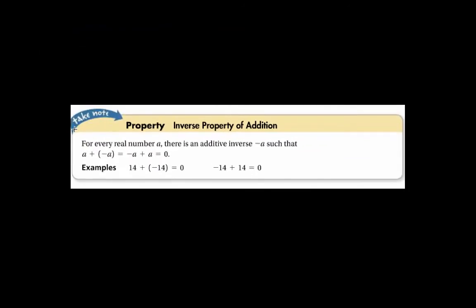We have an inverse property of addition. For every real number a, there is an additive inverse, negative a, such that a plus negative a equals negative a plus a, which equals 0. Basically what that's saying is, if you take a number like 14 and add it to its inverse or its opposite, you're going to get 0.